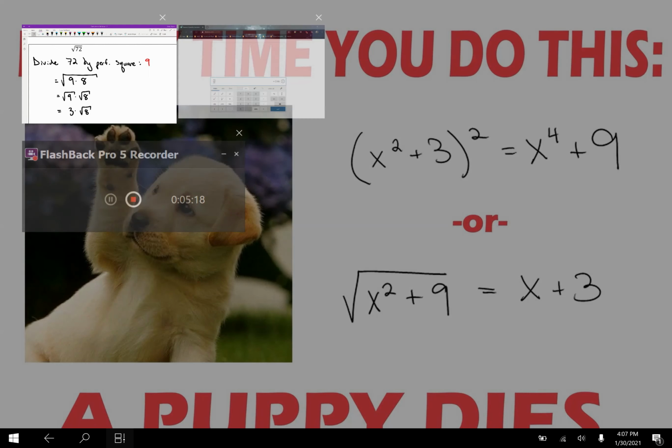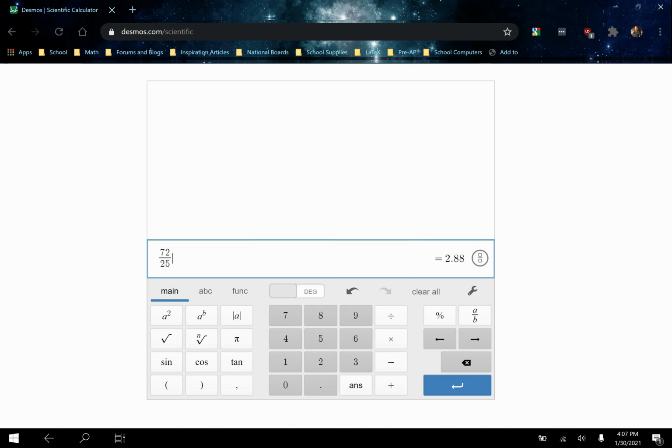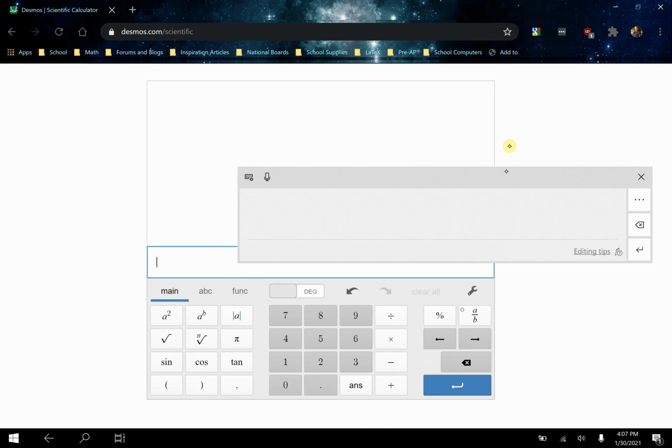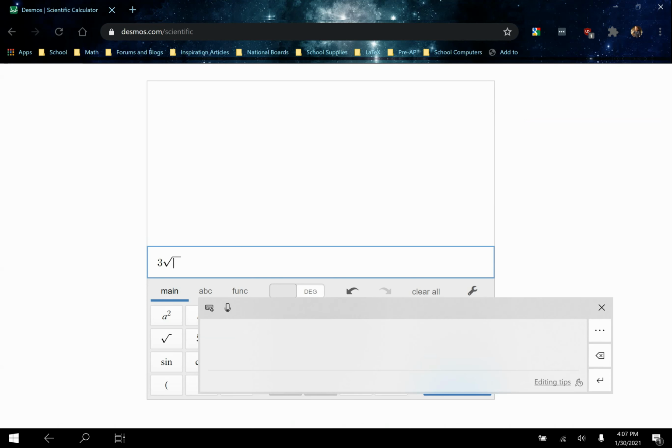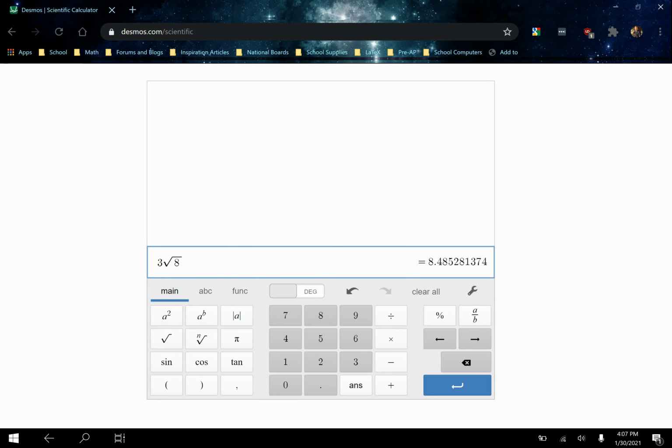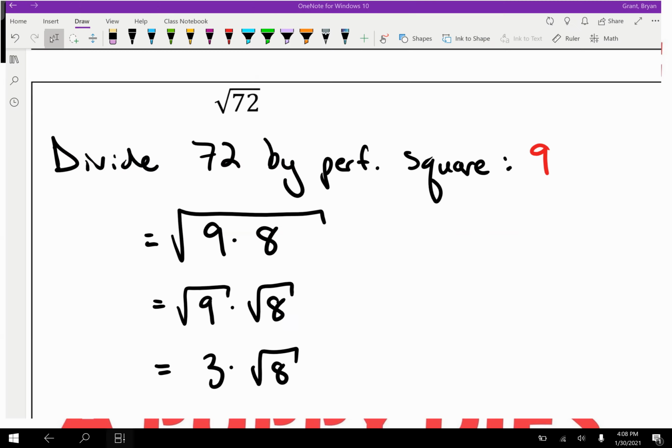How do we know if we've done that right? Well, we already know the decimal equivalent of the square root of 72 is 8.485. Let's see what happens if we do 3 square roots of 8. That's the exact same decimal, so we know that we haven't changed the value of the number, we've just changed the way it looks, and so that is a correct reduced form.